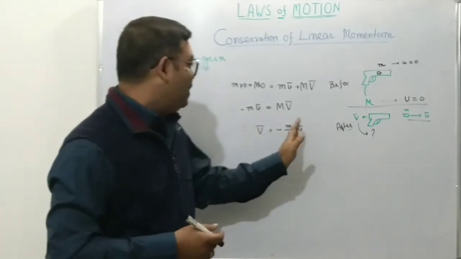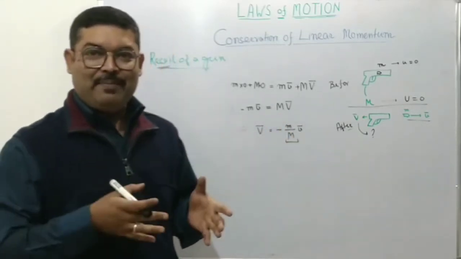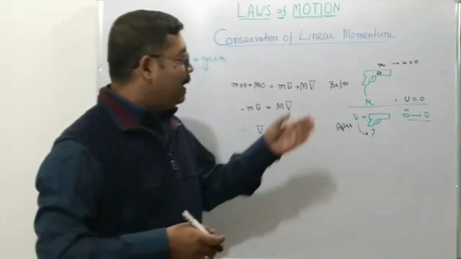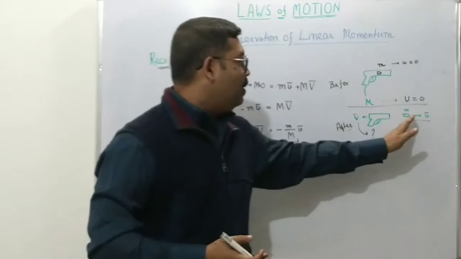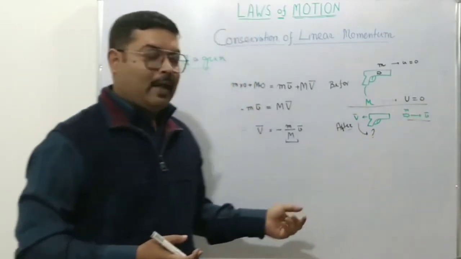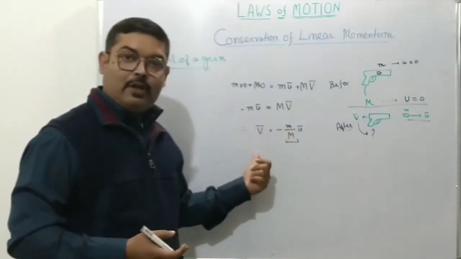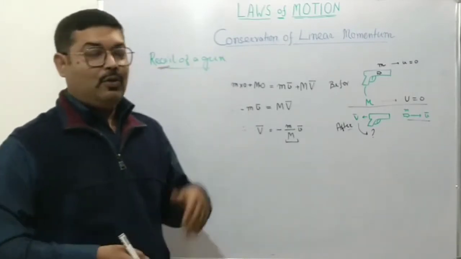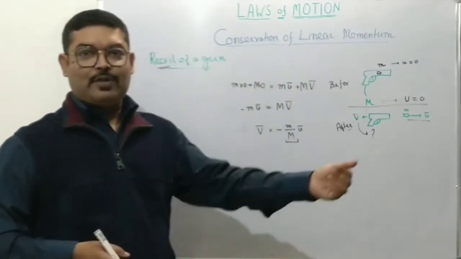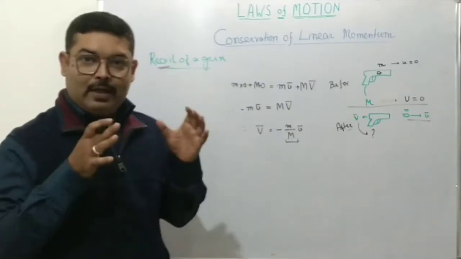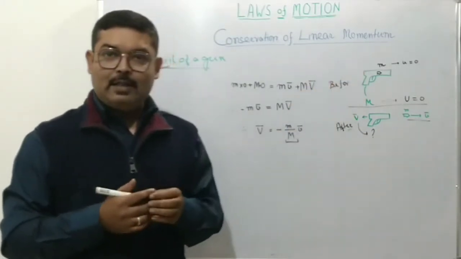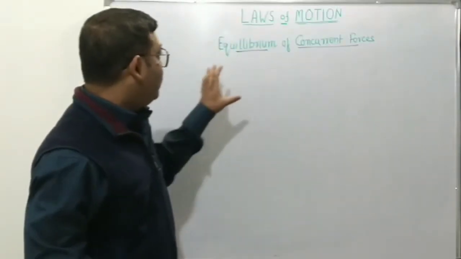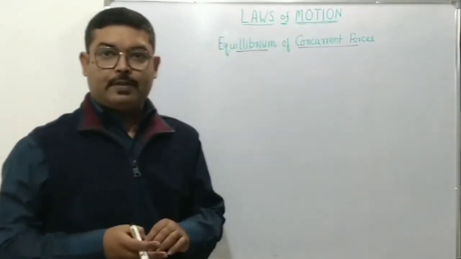If the bullet and the gun were of the same or comparable mass, then the speed of the bullet and the recoil velocity of the gun would be similar. So the person firing the bullet would also experience the gun coming into him with almost the same velocity as the bullet. Now we move on to another important topic, equilibrium of concurrent forces.